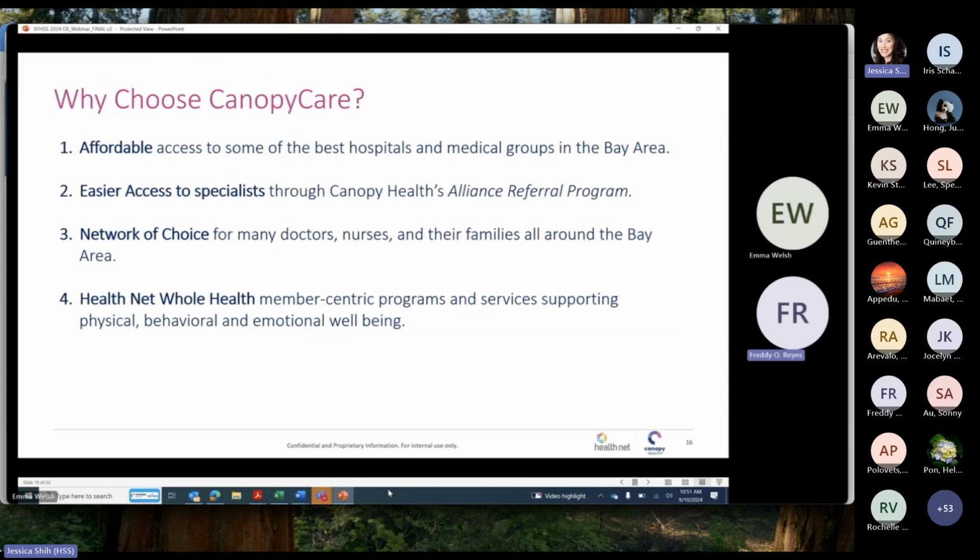So as we close, we just want to summarize why someone would want to consider choosing Canopy. Again, we provide affordable access to some of the best hospitals and medical groups in the Bay Area. Easier access to specialists through Canopy Health's Alliance Referral Program. Canopy is a network of choice for many doctors, nurses, and their families all around the Bay Area. And finally, Health Net's whole health member-centric programs and services that support our members' physical, behavioral, and emotional well-being.